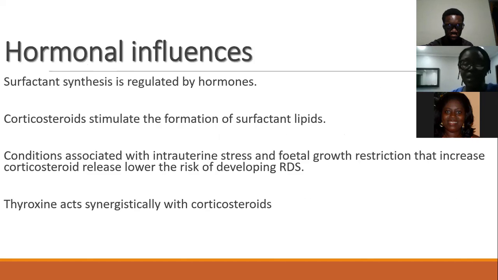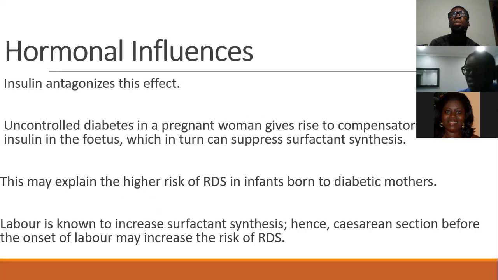Now, there are some hormones that affect surfactant synthesis. Examples are corticosteroids. If somebody delivered prematurely, the obstetrician will tell you they have to inject steroids into the mother so that the corticosteroids will stimulate the formation of surfactant and develop the lungs such that the baby can breathe better. Thyroxine also acts like the corticosteroid, so it's synergistic. However, insulin antagonizes this effect.